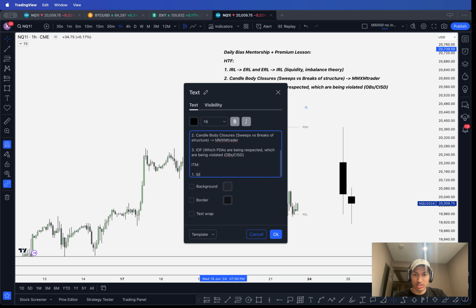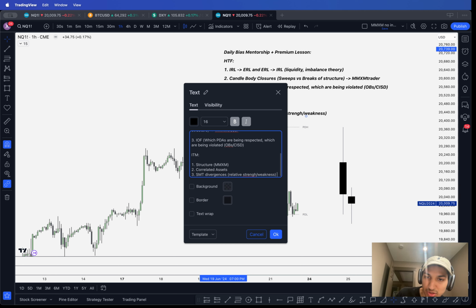We're going to be looking at structure, usually in the form of a market maker model. And we're also going to be looking on the intermediate time frames at correlated assets. And this is going to be the idea also of SMT divergences, which is relative strength and weakness. And then on the intermediate time frame, the other thing we're going to consider, in addition to the structure argument, is going to be, sorry, I have a really bad mosquito bite. If you see me bending over, I'm itching my leg.